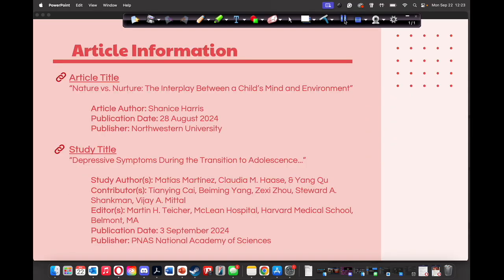For this assignment, I was tasked with finding a psychological research article, and for such, I found this article, Nature versus Nurture, the interplay between a child's mind and environment. It was authored by Shanice Harris, and it was published on the 28th of August, 2024 by Northwestern University.